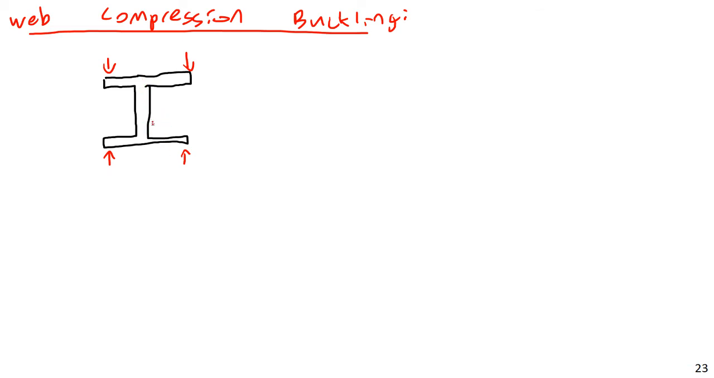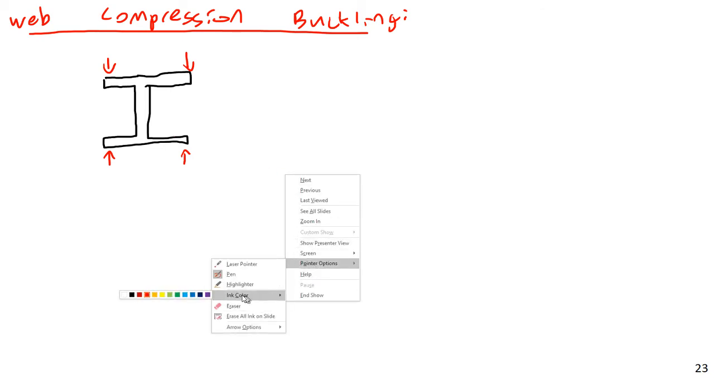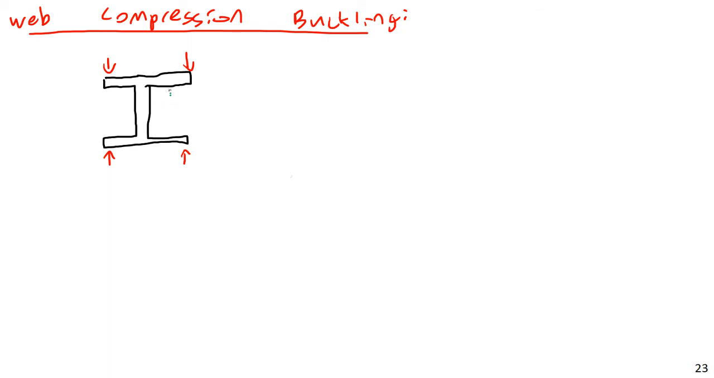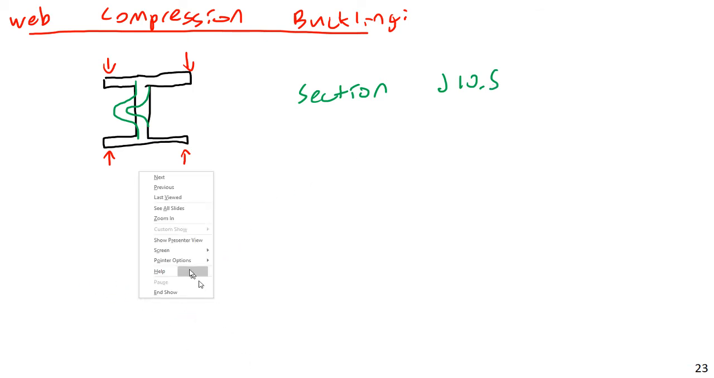And just like any column, there's going to be a certain limit beyond which it will just buckle. And so we'll actually have a limit state based upon that. Usually that's not going to control, but there may be some cases where it would. So it would just buckle out simply like that. This is found in section J10.5. And then we also have another one we might consider, which is web side sway buckling.